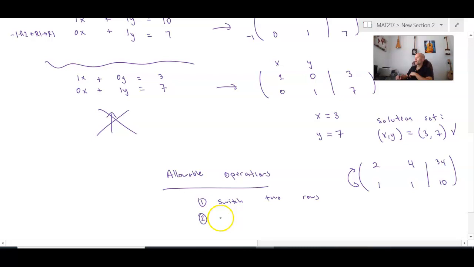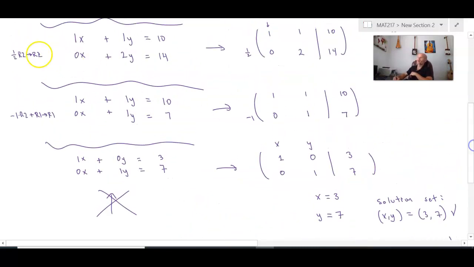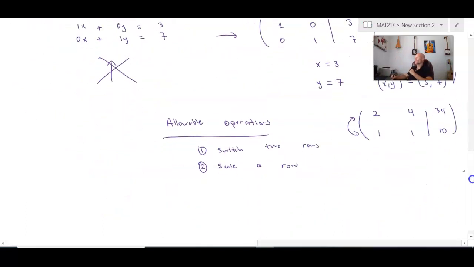Secondly, we're allowed to scale a row. And all this means is that here we scaled a row when we took 1/2 of row 2. This is scaling a row. Just like when you think about scaling something up or scaling something down, what you're doing is multiplying it so that it remains at the same ratio that it was at before. So we call that operation scale a row. And third, we can add a multiple of one row to another.